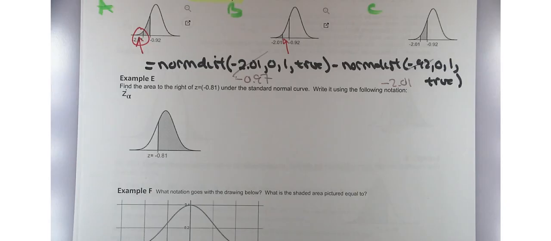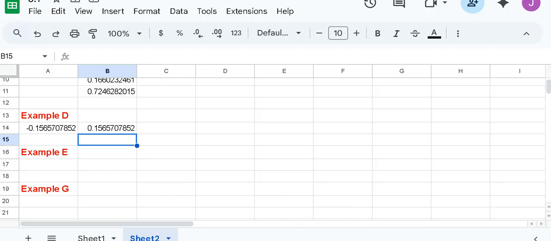All right. So what was our answer? About 0.1566? Yeah, 0.1566.